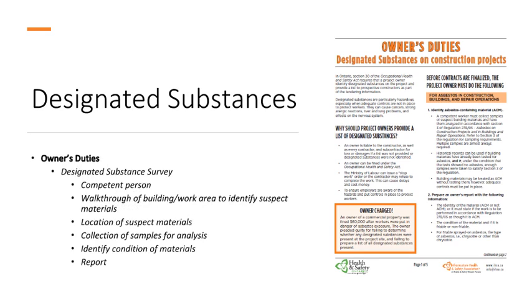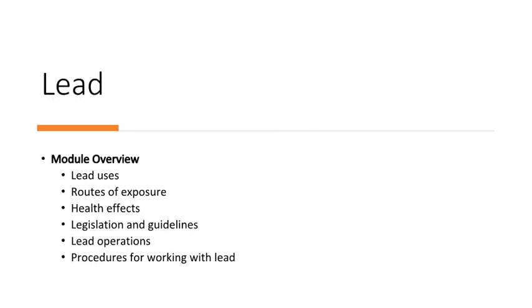They must walk throughout the building or work area to identify suspect material: location of suspect materials, collection of samples for analysis, identify condition of materials, and provide a report. In the module overview, it must include typical lead uses, routes of exposure, or how it can get into you, health effects once it gets into you, legislation and guidelines that apply, lead operations, procedures for working with lead.